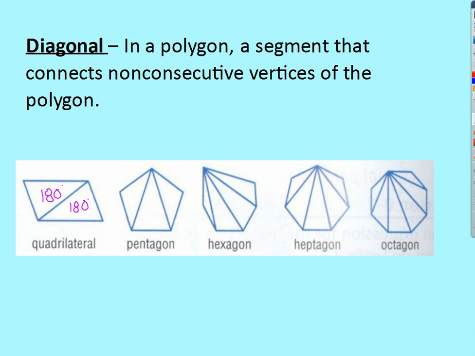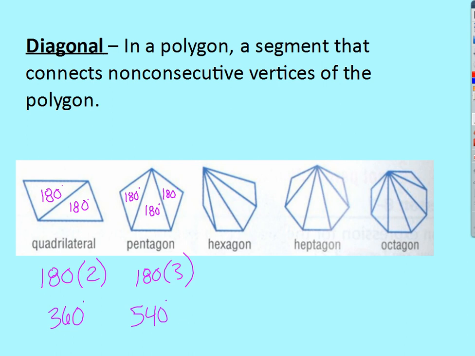So if a figure has 4 sides, it's creating 2 triangles when you draw the diagonal. So I have 180 times 2, so there will be 360 degrees. On a pentagon, when we draw the diagonals, we're going to get 3 different triangles. So I have 180 times 3, which will give us 540 degrees. The next one's going to have 4 sections, then 5.